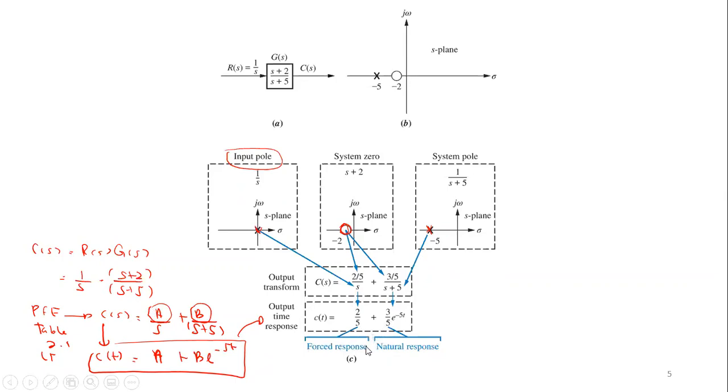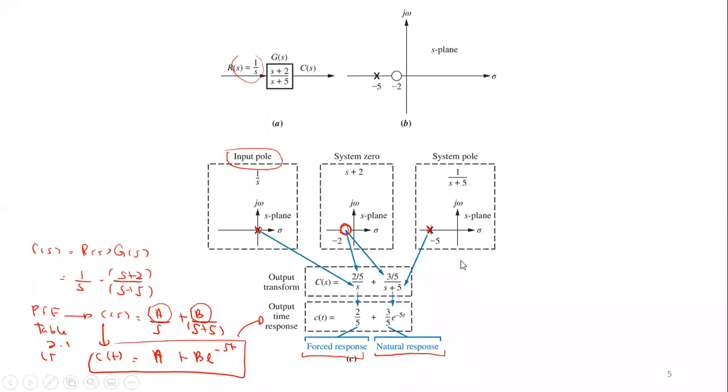So what does this mean actually? The 2 over 5 here is the forced response, which is due to the input that we give to the system, in this case the 1 over S step. The 3 over 5 exponential minus 5t is the natural response. It is like an elevator: we enter the elevator and press button 10, so that is the input, a step input. The elevator will move up and reach level 10. That is a very simple example of the forced response and natural response. Any question?